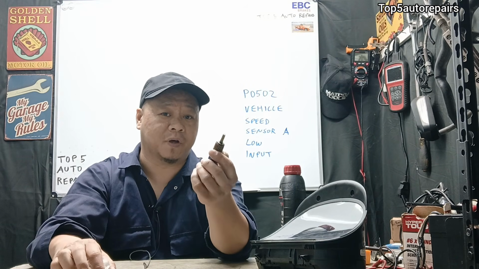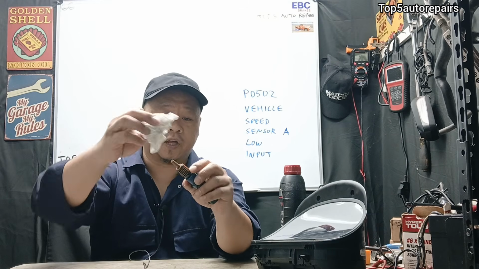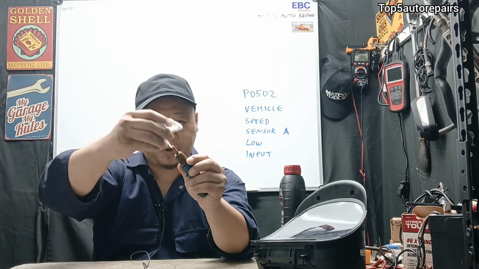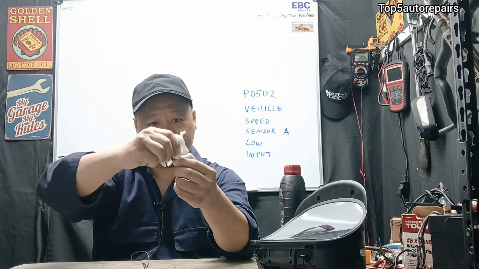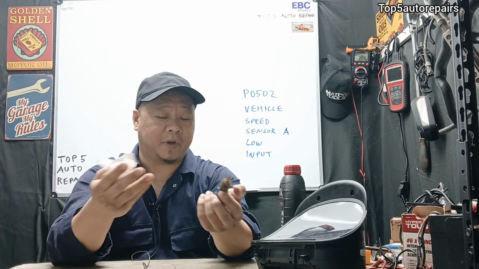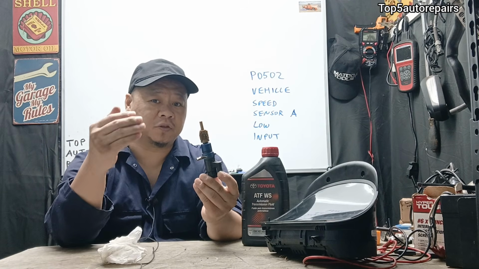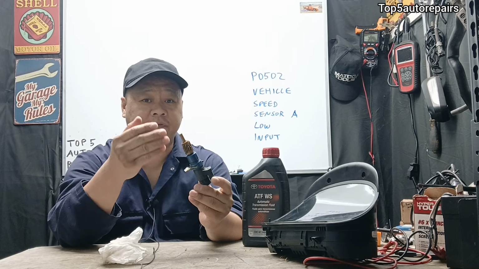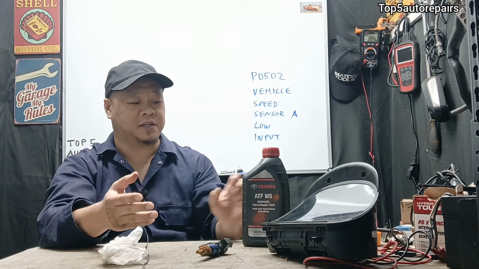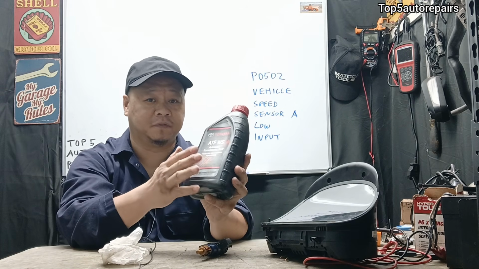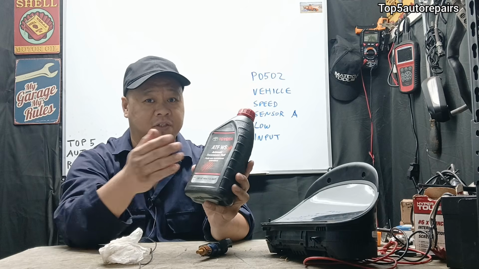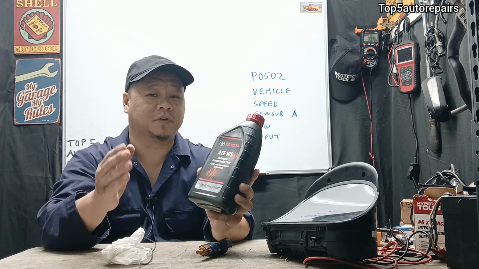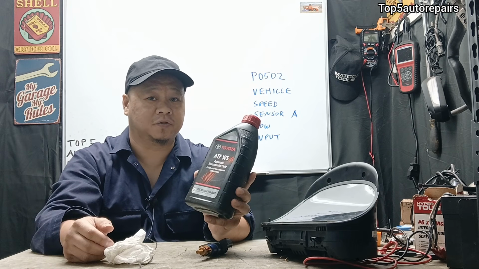If it is covered in metal particles, you could use a paper towel and you could wipe it off, or you could use a shop rag as well, and that might fix the issue. If there's too much metal particles on the vehicle speed sensor, I suggest that you change the transmission filter and also change the transmission fluid. And whatever you do, do not flush out your transmission.